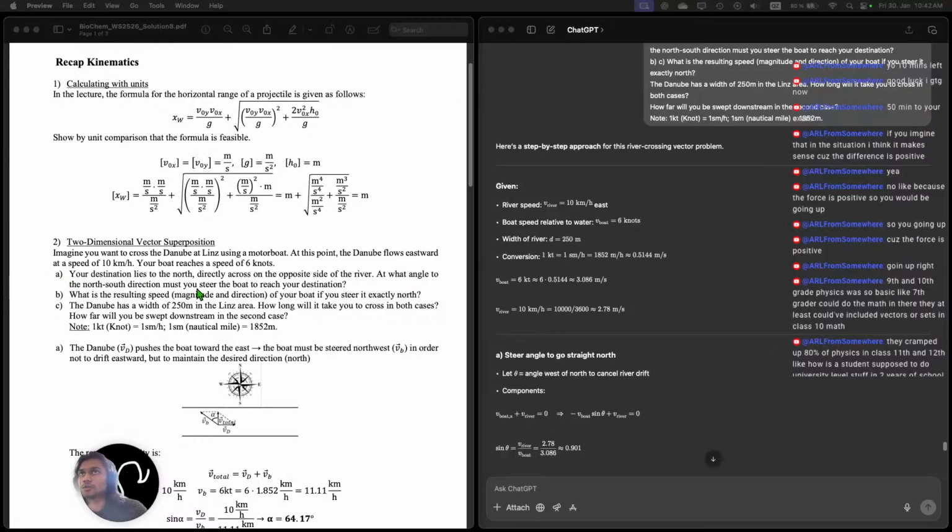Your destination lies to the north, directly across on the opposite side of the river. At what angle to the north-south direction? What angle to the north-south? Okay. If it's flowing towards the east, I think we should go west, and it's gonna be a hyperbolic.